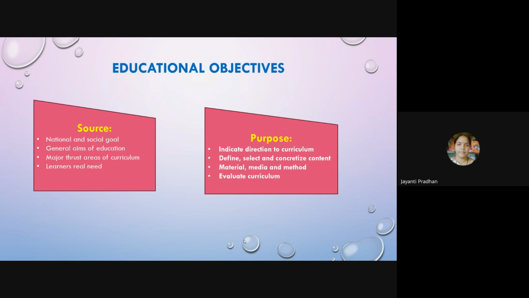Then major thrust areas of curriculum. What should be placed in a curriculum? What should be the thrust areas in a curriculum? We all know about the core elements or the core components that are defined by the 1986 policy. Core components are there. Can anyone spell out the core components? Anyone from you?